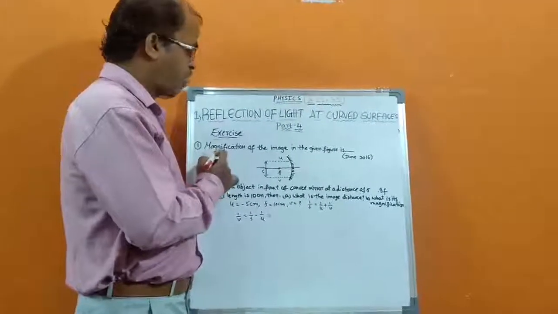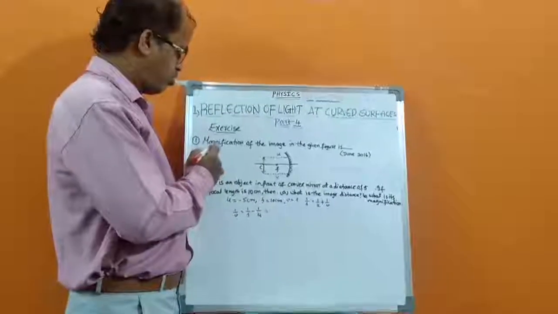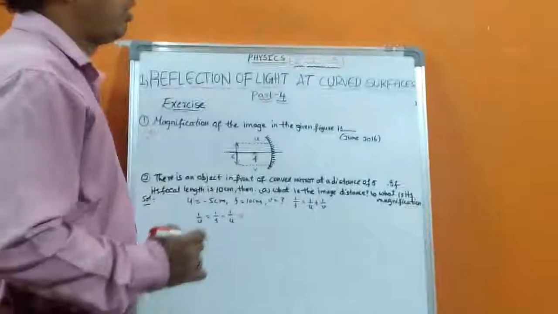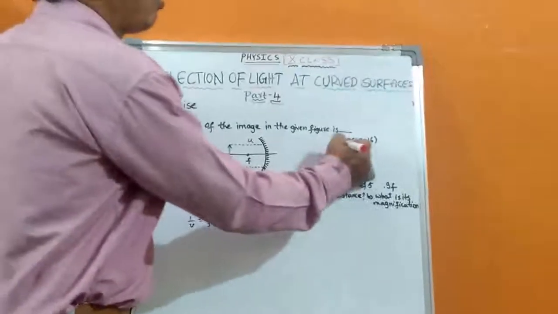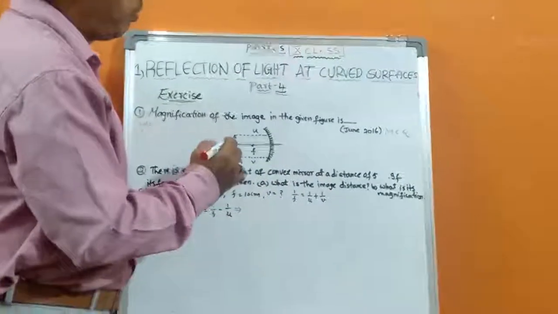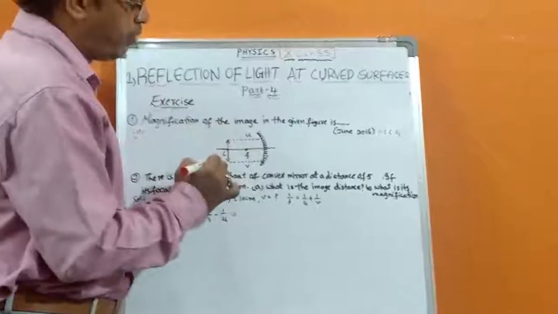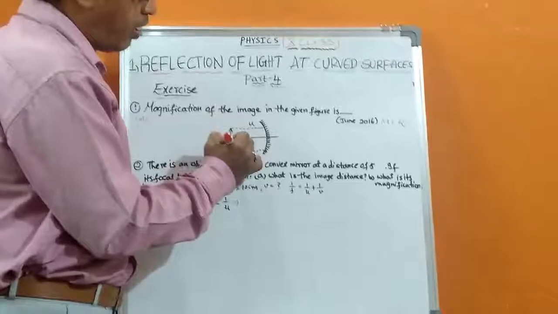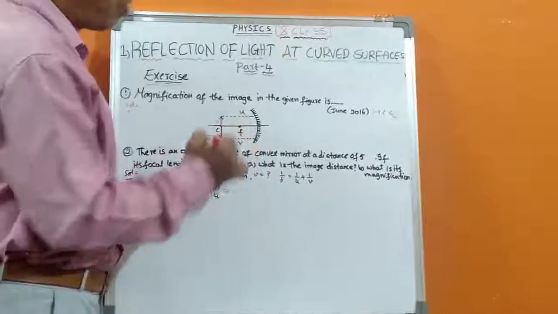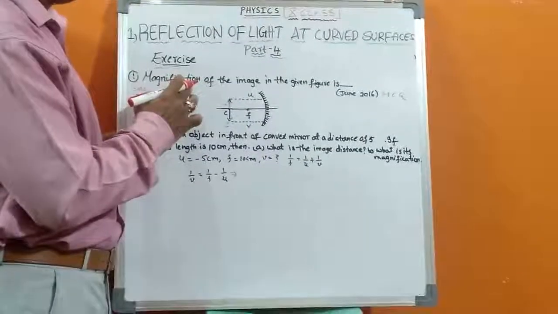Here we have some questions, the kind of questions we get in examinations. The first one I am taking: magnification of the image in the given figure. This is a June 2016 multiple choice question. In the figure, the object is placed at the center of curvature, and the image is formed on the center of curvature only. So he is asking what its magnification is.